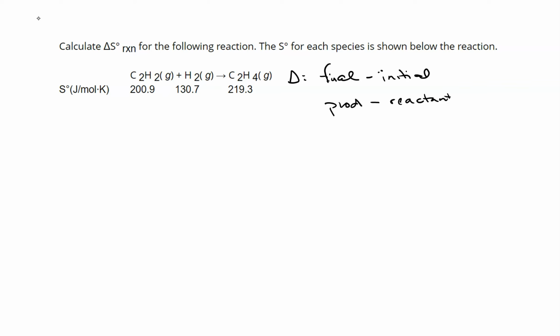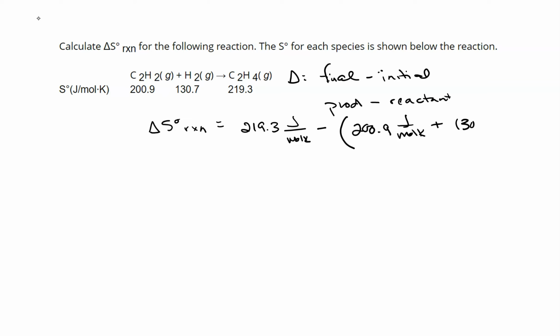So we could just say that our delta S for the reaction is going to be the sum of all of our products, which is just going to be 1 times 219.3 joules per mole Kelvin, minus the number of moles of C2H2, which is 1 times 200.9, minus the moles of H2, which is 1 times 130.7, and this is going to give us a negative 112.3 joules per mole Kelvin.